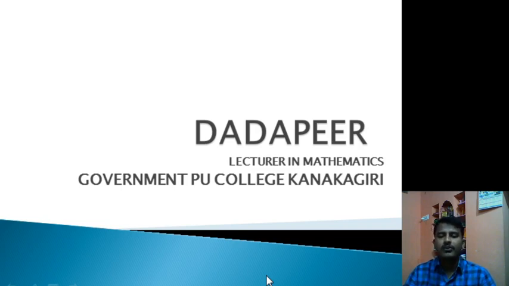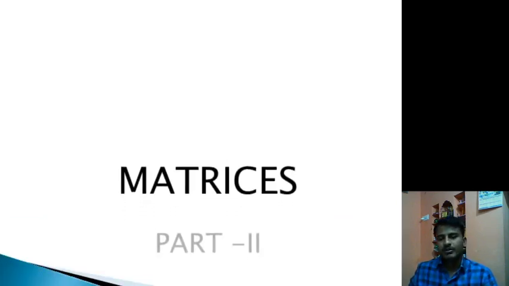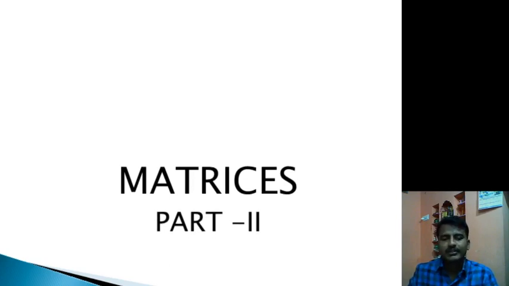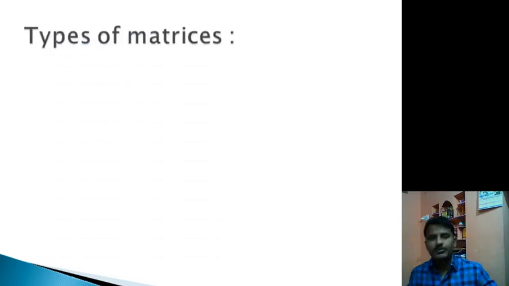In the last class we discussed the definition of matrices, the order of the matrix, a few examples of how to calculate the order of the matrix, and one more thing: how to construct the given matrix, either in M cross N. Today, let me discuss part 2, lecture two. Let me discuss the types of matrices.